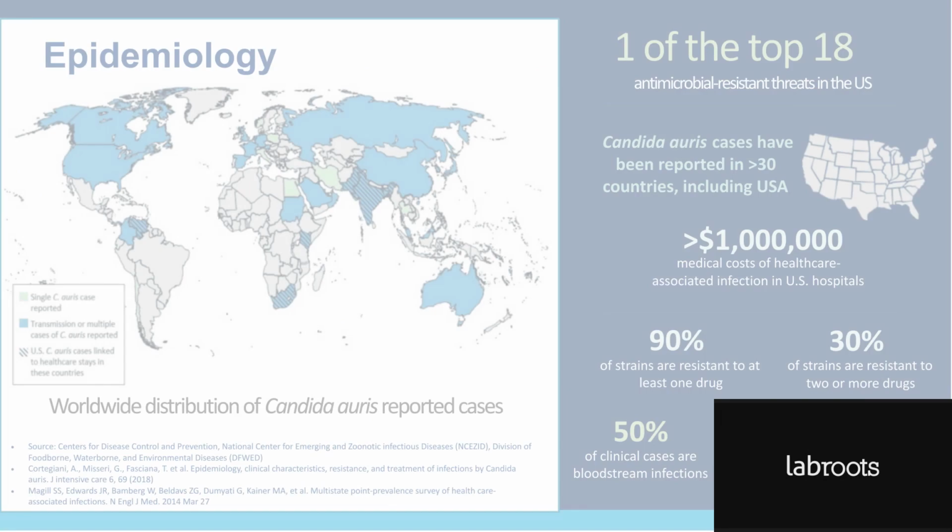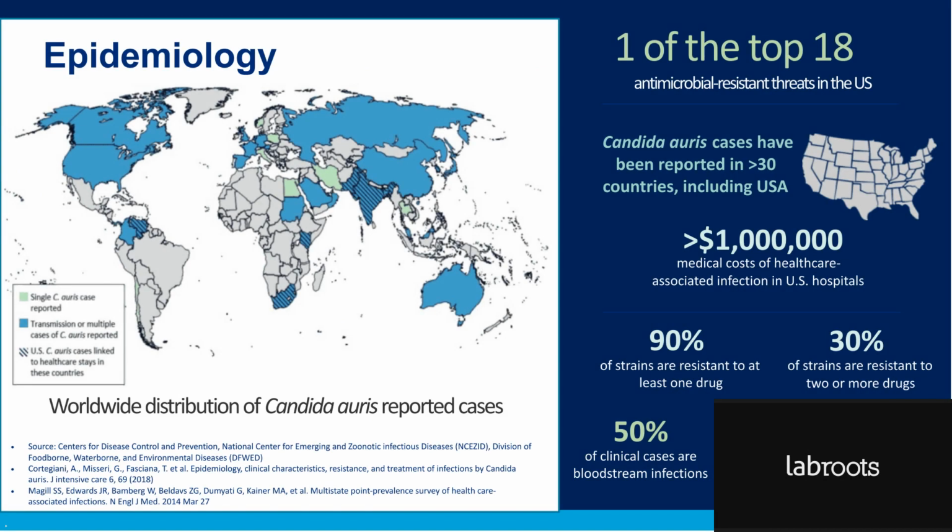Moving on to the spread, this global map here shows how the spread is really worrisome. This is, again, from the CDC website, and shows how many countries, over 30 countries in the world, including the U.S., have identified cases of infection and local spread. Other facts around this are that, of course, the cost to the healthcare system is particularly high. This is the cost that has been estimated for Candida auris infections in a U.S. hospital: over $1 million.